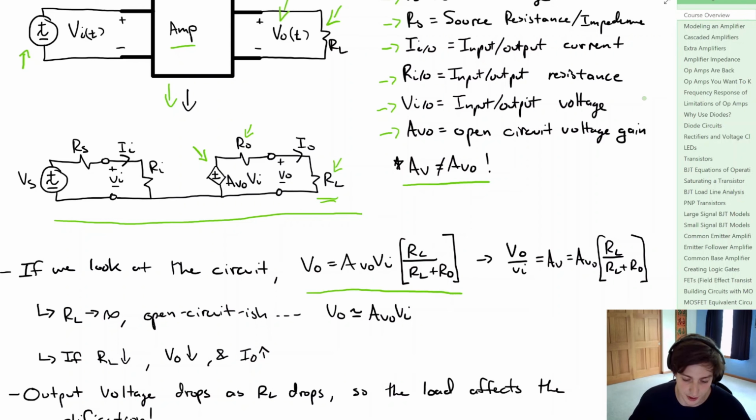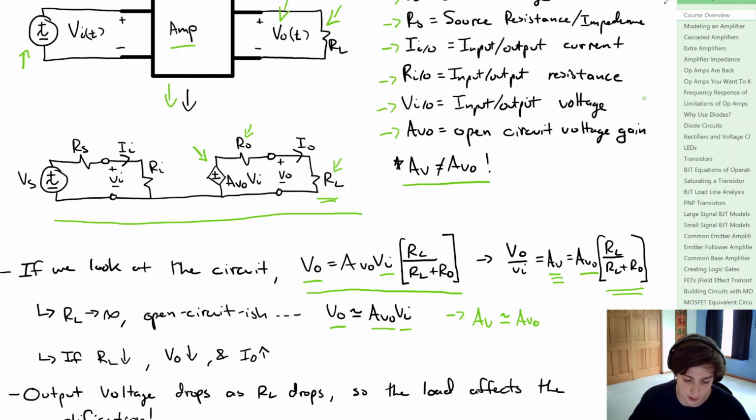And we know if we have the output voltage and the input voltage, we can divide that to find the voltage gain that we previously defined. And notice that the voltage gain is equal to the open circuit voltage gain times this resistor combination here. Now, if the load resistor goes to infinity, you can think of that as an open circuit, and the output voltage is approximately equal to the open circuit voltage gain times the input voltage. And then also, the voltage gain is approximately equal to AVO, or the open circuit voltage gain.